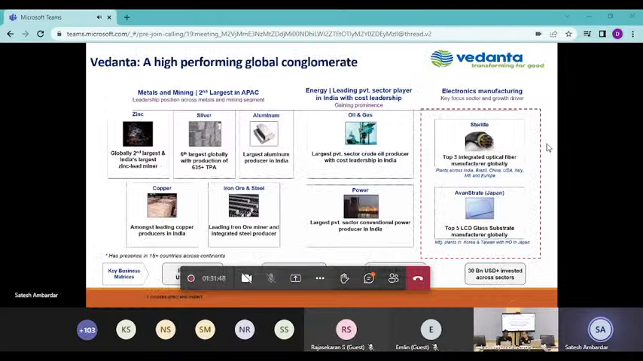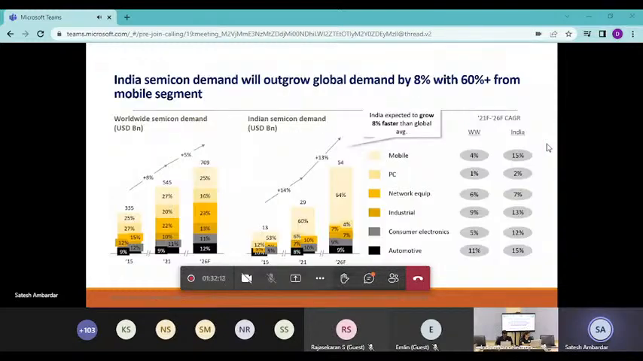So coming to Vedanta, as you know, the Vedanta group is in three verticals: metal mining, the energy sector, and electronics manufacturing. They are into optical fiber, and Vedanta has also acquired a company called Avanstrate. It is manufacturing LCD substrate glass for the LCDs. The Indian market will be growing at about 8% compared to the global market of 5%. And about 54 billion will be the Indian semiconductor market in 2026.